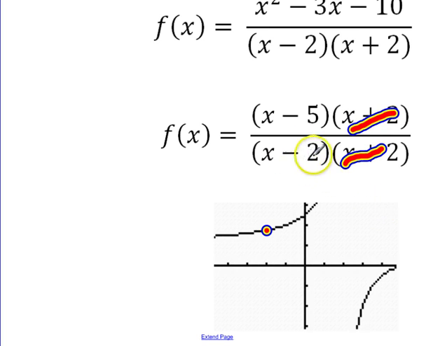But if you'll notice, I can't get rid of x minus 2. X minus 2 means I have a vertical asymptote at x equals positive 2. It's because what makes this 0. What makes that 0 is a positive 2. So let me show you really quickly on the graphing calculator.